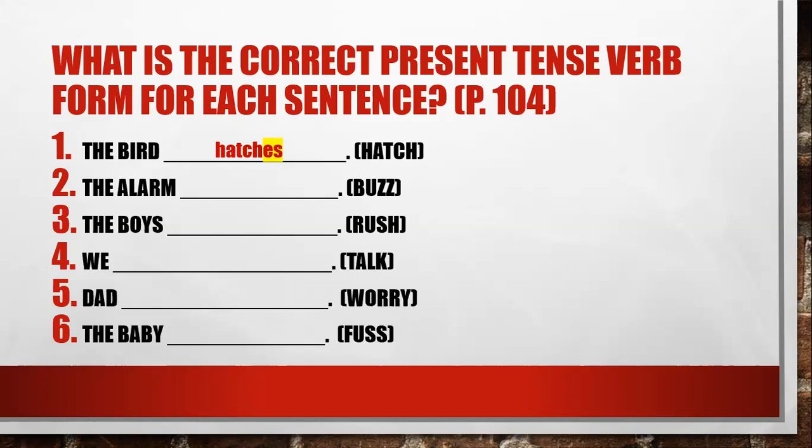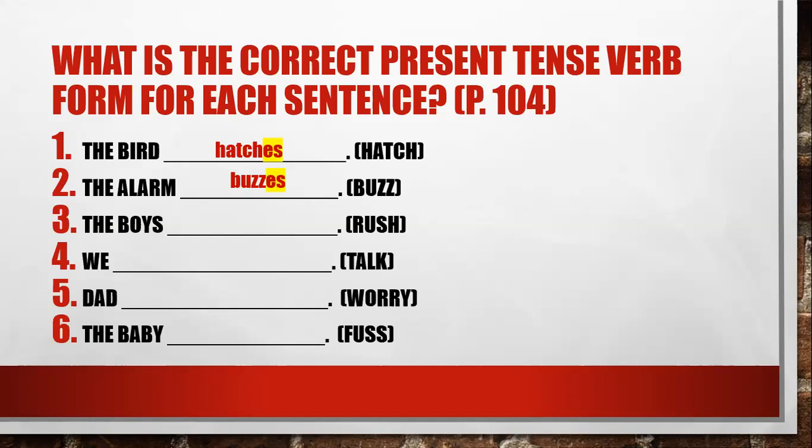Let's go to number 2. The alarm blank. Alarm is a singular subject, so we know that the verb is going to change according to the rules. Let's look at the verb: buzz. Buzz ends with Z. Let's go back to the paper with the rules and tell me what rule applies to buzz, a verb ending in Z. Again, if you said rule number 2, you are correct. In this case, because the verb ends with a Z, we add ES at the end. Perfect.